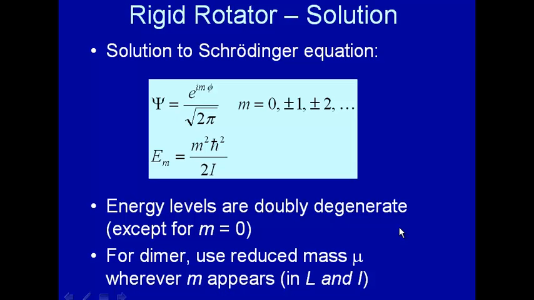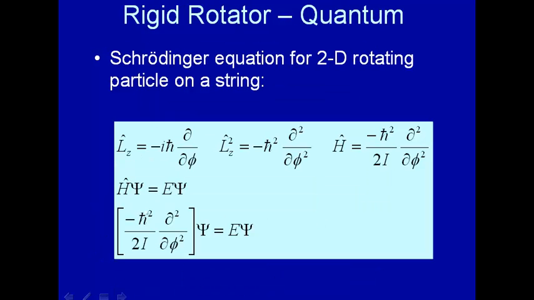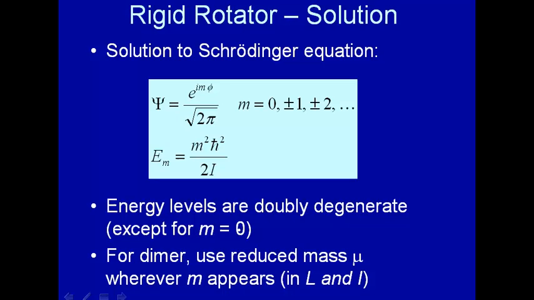So now that we set up the Schrodinger equation for the rigid rotator, let's look at the solution. The Hamiltonian was minus h bar squared over 2I, second derivative with respect to this polar coordinate phi, and psi equal E psi. So let's try to solve that using the methods we already know.